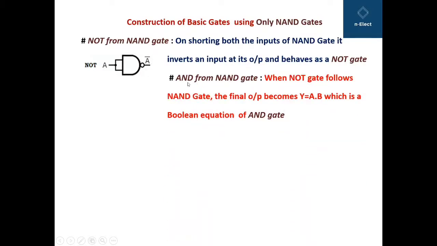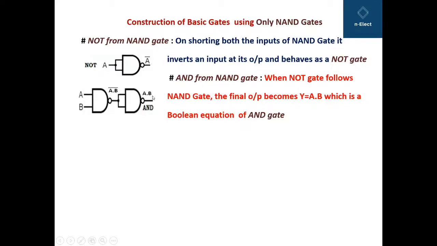Then construction of AND gate by using only NAND gates. When a NOT gate, which is also made using NAND gate, follows a NAND gate, the final output becomes Y equals A into B.